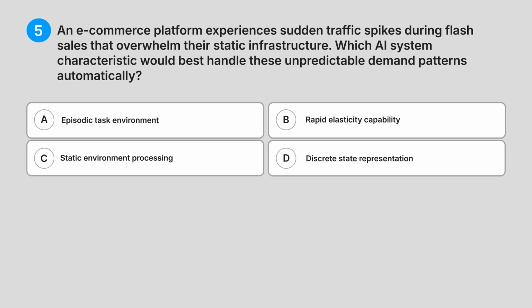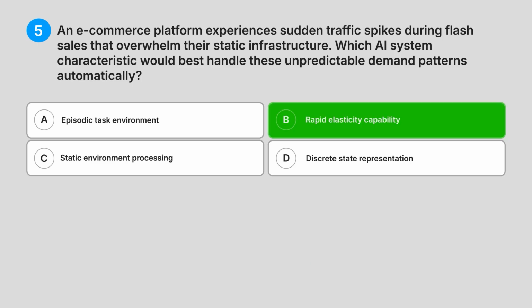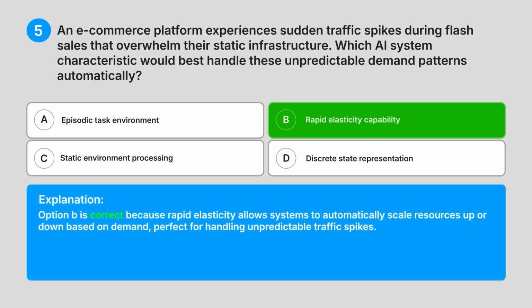Correct answer, B. Rapid elasticity capability. Explanation. Option B is correct because rapid elasticity allows systems to automatically scale resources up or down based on demand, perfect for handling unpredictable traffic spikes.